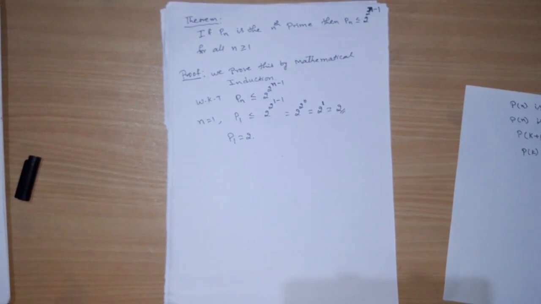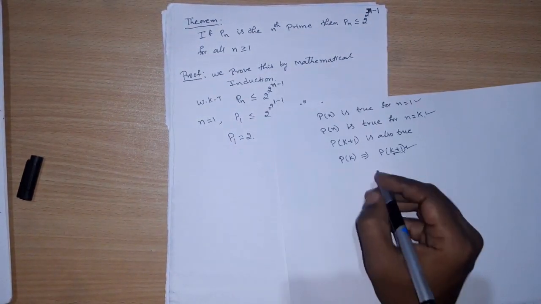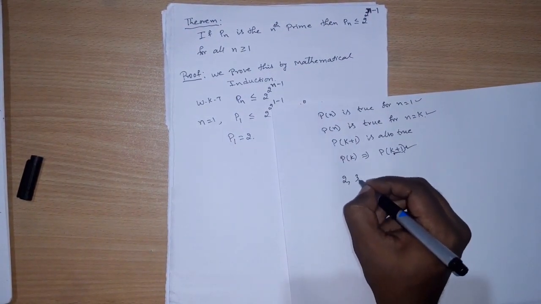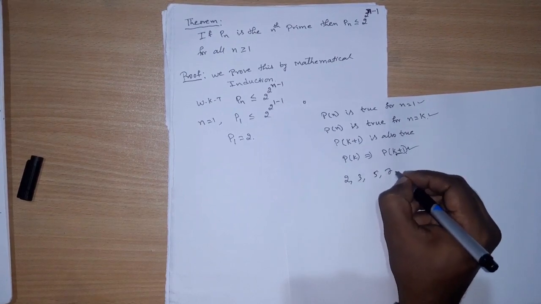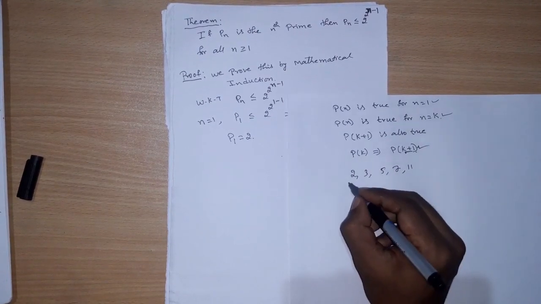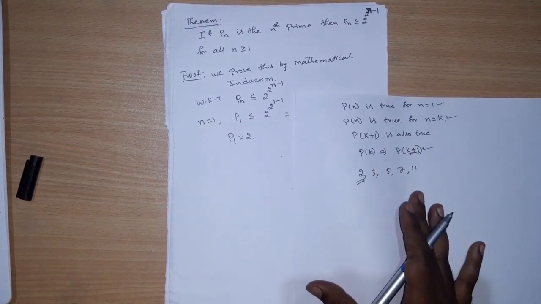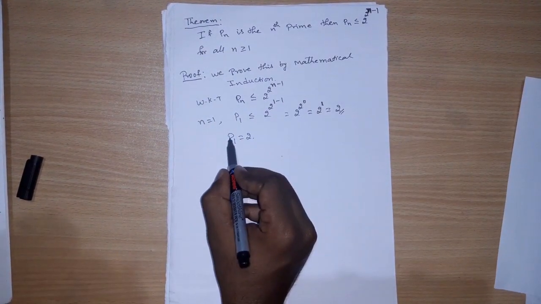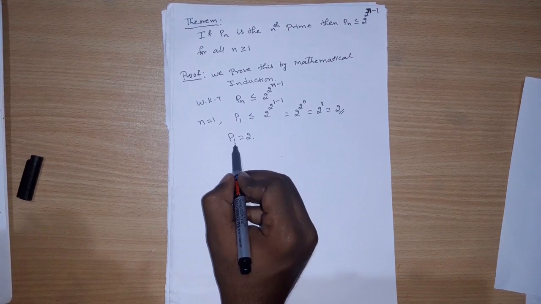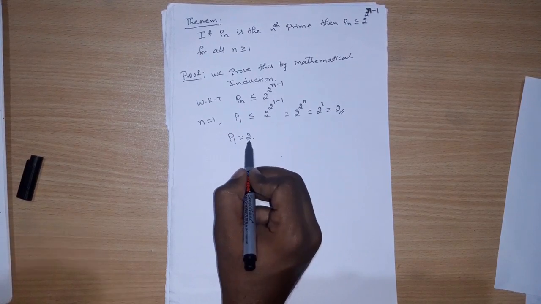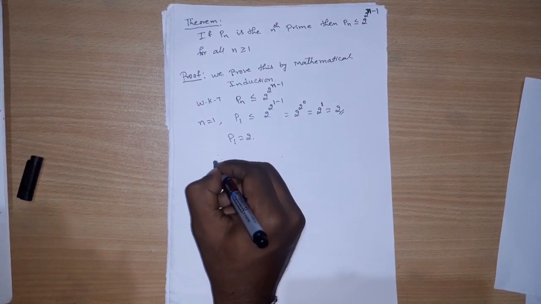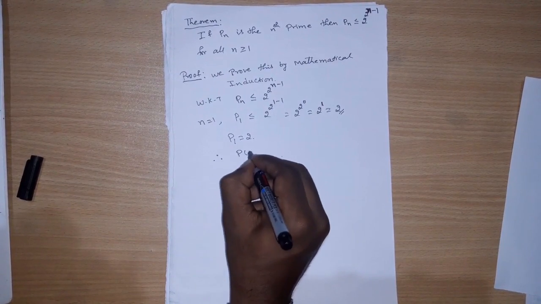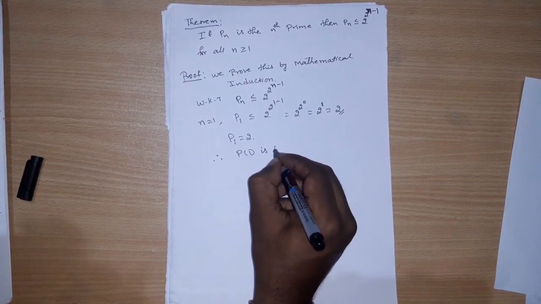So what are the prime numbers? The prime numbers are 2, 3, 5, 7, 11. But what is the first prime number? The first prime number is 2. So here p means prime. The first prime number is 2. So therefore p of 1 is true.